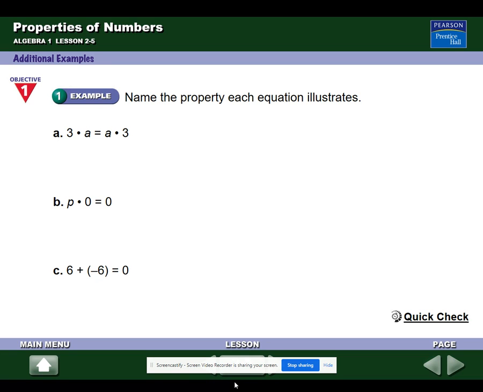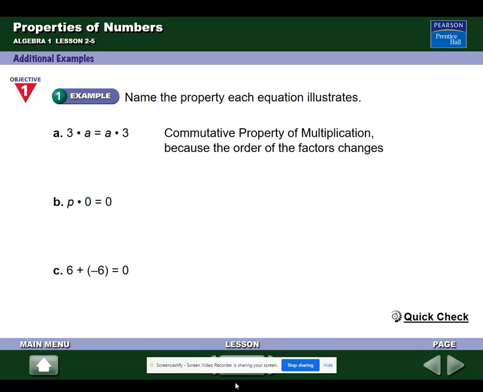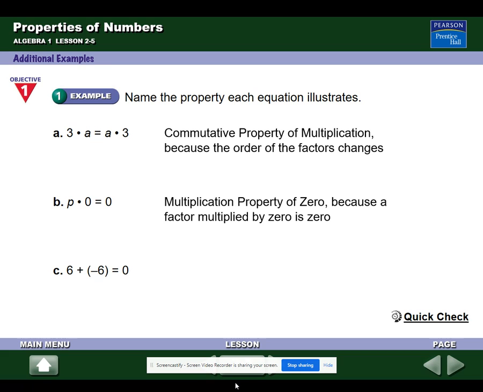3 times A is equal to A times 3. That would be the commutative property of multiplication. If I'm going too fast, pause the video if you need more time to think about it, because we're multiplying things in a different order. What about the next one? That would be the multiplication property of 0. You're multiplying P by 0 and you get 0. That's the multiplication property of 0.